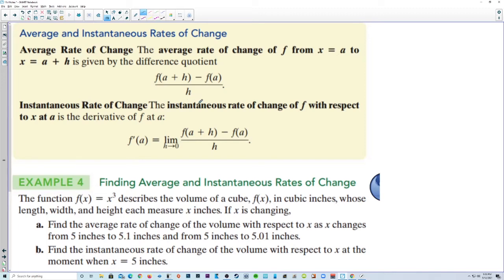Instantaneous rate of change. The instantaneous rate of change of f with respect to x at a is the derivative of f at a. So this is average velocity or average rate of change. This is instantaneous rate of change at a value. So we're going to find the average and instantaneous rate of change.